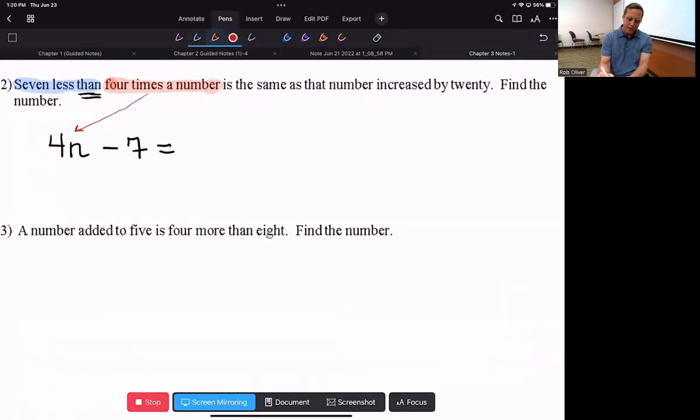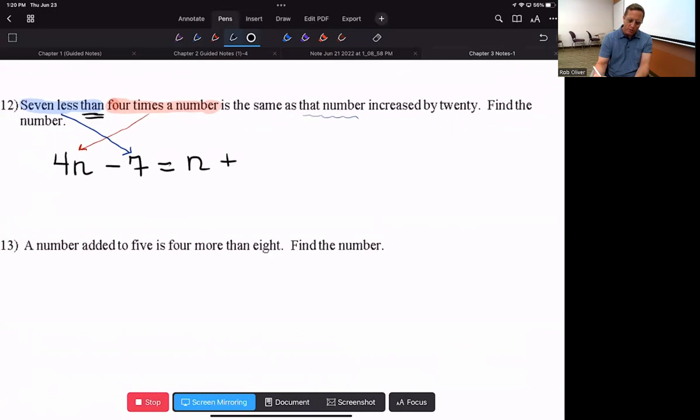Just want to keep pointing this out. When you have that then in there, it switches stuff around, doesn't it? And it says is the same as that number. Is means equals. Now that number, we don't know what that number is, and in the other side of the equation we used n. So that number is n for all we know. We don't know what it is. Increased by 20.